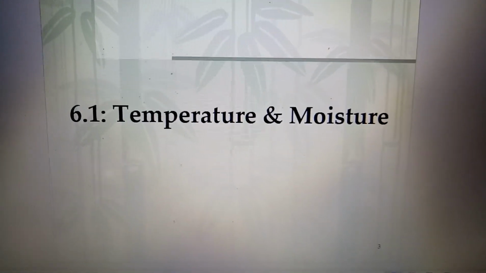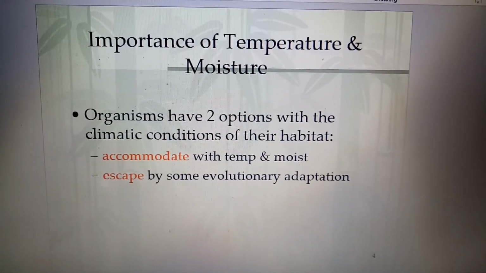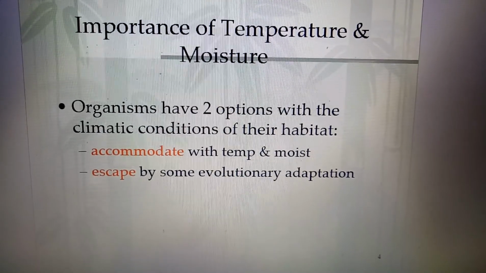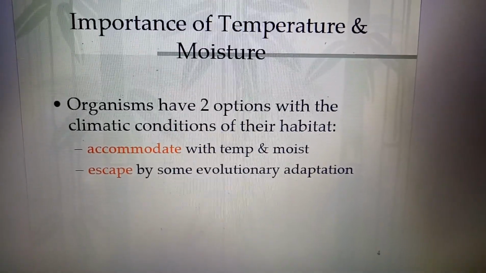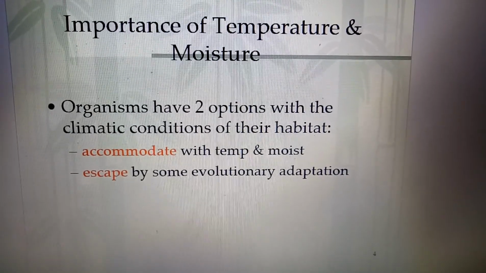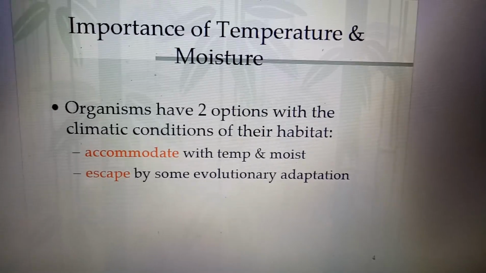So temperature and moisture are actually under the abiotic component, of course. So this is the importance of temperature and moisture. Of course, organisms have 2 options with the climate conditions of their habitats. Okay, number 1, accommodate with the temperature and moisture, and number 2, escape by some evolutionary adaptation.